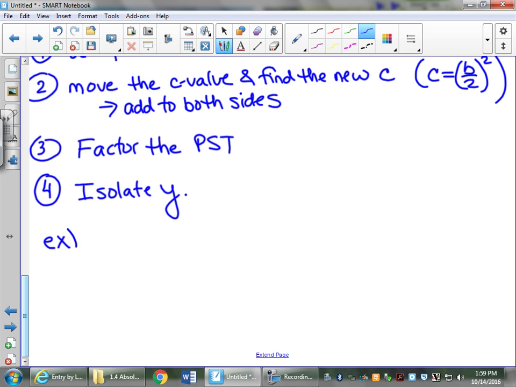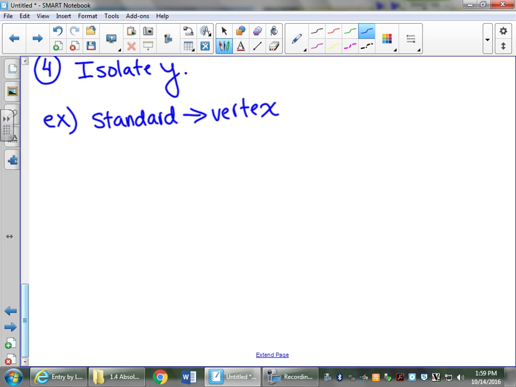Okay, so we're going to try an example of that. We are going from standard form into vertex form using the steps you just wrote down. So just one example today.